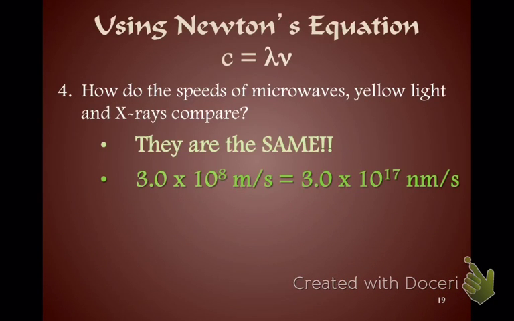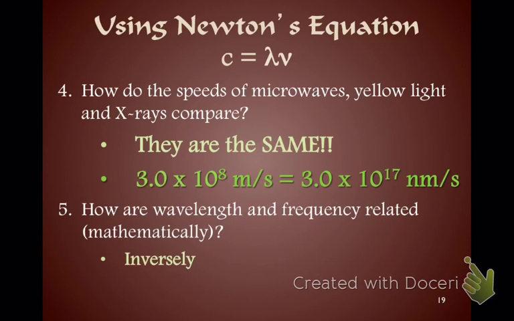3 times 10 to the 8th meters per second is exactly the same as 3 times 10 to the 17th nanometers per second. These values are very important and should be added to the chart of your variables that we filled in, for the C, the lambda, and the nu. How are wavelength and frequency related mathematically? They are related inversely.